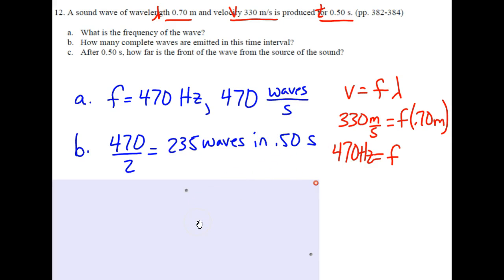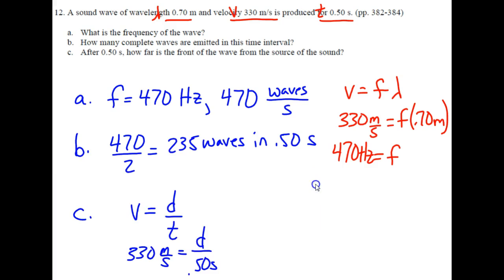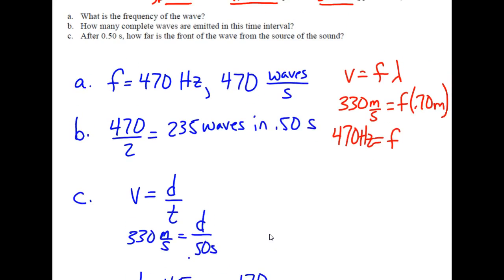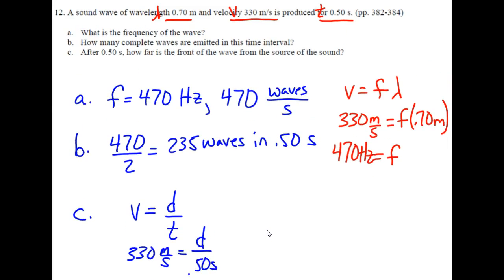And C, after 0.50 seconds, how far is the wavefront, the front of the wave, from the source of the sound? This is simply a distance divided by time calculation. So V equals D over T. 330 meters per second equals D over 0.50 seconds. Multiply both sides by 0.5, and you get 165 meters, which to 2 digits would be 170 meters. That'll do it for our solutions to problems 11 and 12.